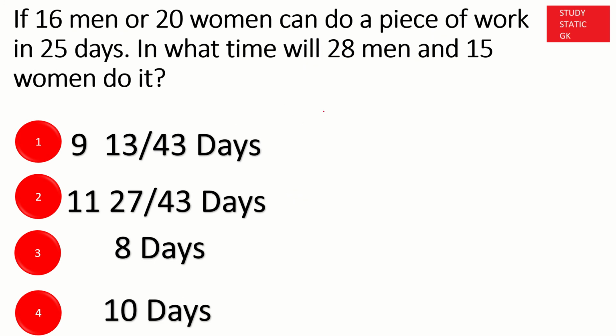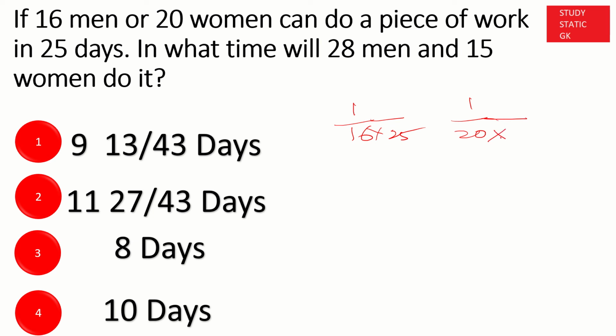If 16 men or 20 women can do a piece of work in 25 days, in what time will 28 men and 15 women do it? So the man's capacity is, per day he can do a work of 1 by 16. Women can do a work of 1 by 20. In what time? Sorry, 25 days. So per day 1 by 16 into 25.